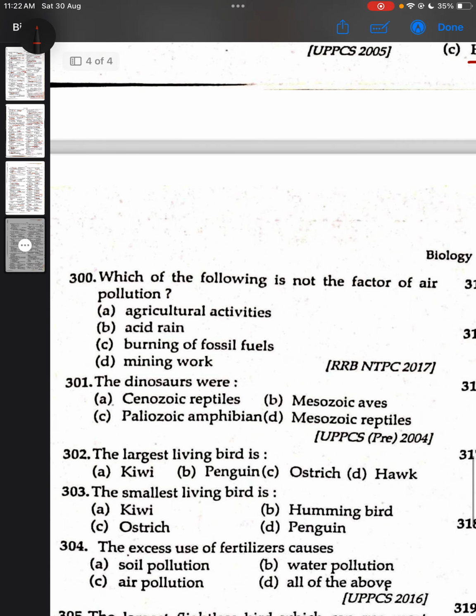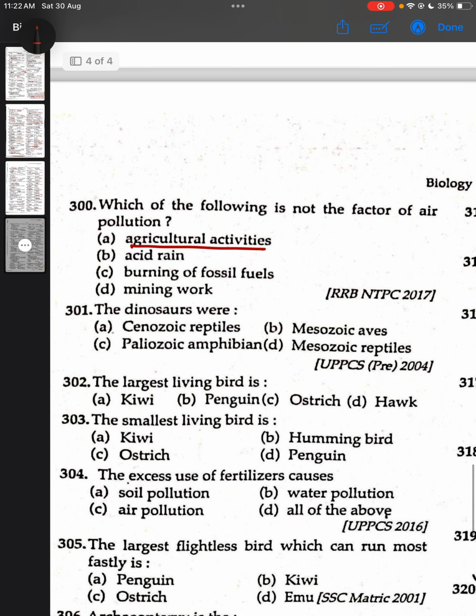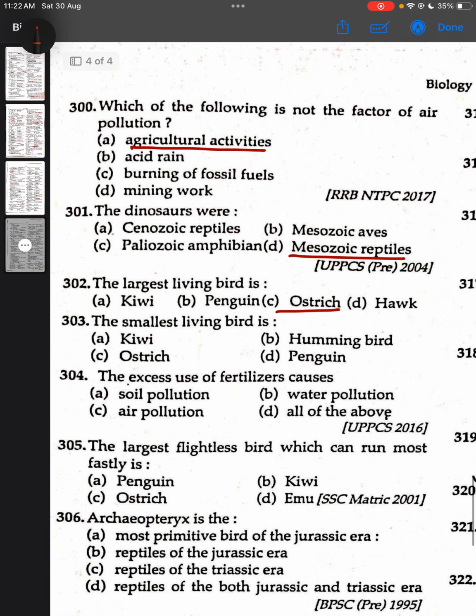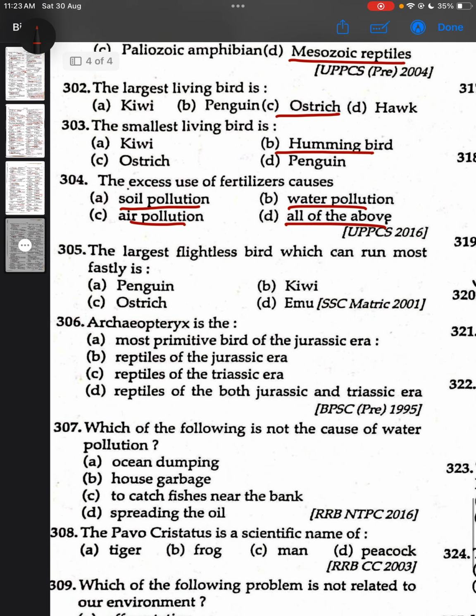Which of the following is not the factor of air pollution? Agriculture activities. The dinosaurs were Mesozoic reptiles. The largest living bird is ostrich. The smallest living bird is hummingbird. The excess use of fertilizer causes soil pollution, water pollution, air pollution, means all of the above. The largest flightless bird which can run most fastly is ostrich. Archaeopteryx is the most primitive bird of the Jurassic era.